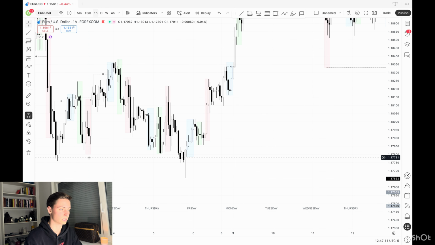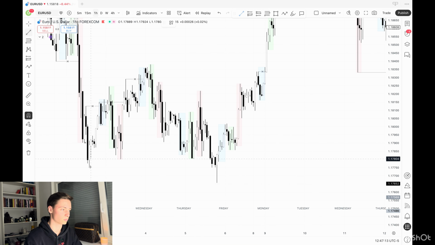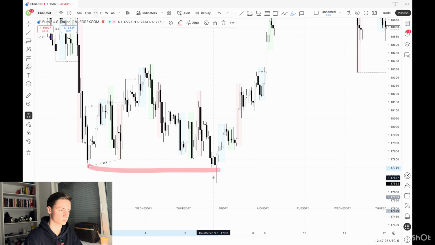Here is more of a trend line. Here is an example of sell-side liquidity, so relatively equal lows, which get then liquidated, as you can see here, taken out, and then expansion to the other side.